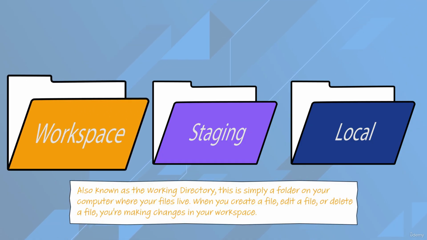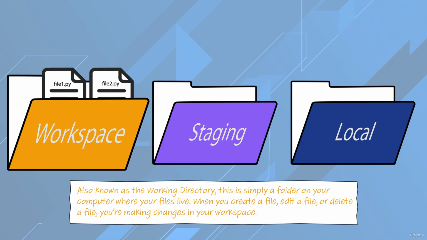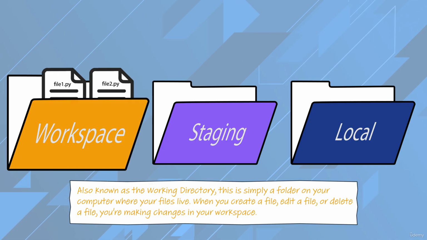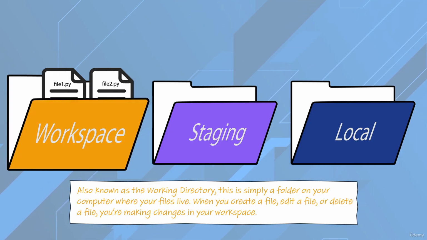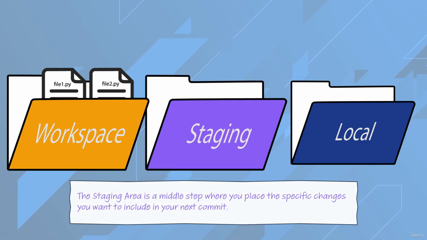First is your workspace. This is also called your working directory. It's simply a folder on your computer where your files live. When you create a file, edit a file, or delete a file, you're making changes in your workspace. At this point, Git can see that something has changed, but you haven't told it to do anything about it yet. Next, we have the staging area.